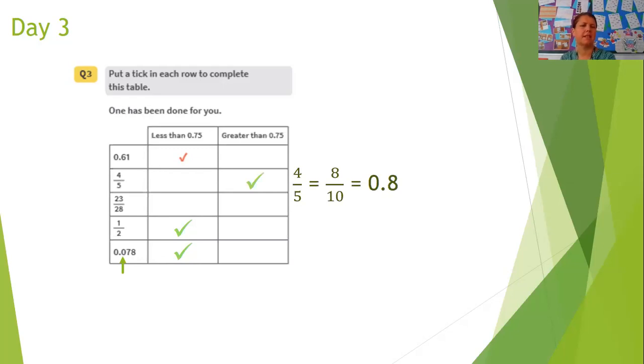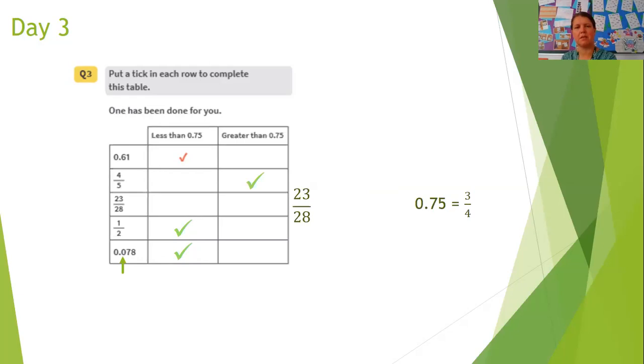Now the next one, 23/28. Now I can't turn that into tenths, and I can't turn that one into hundredths. So I'm going to have to use a different approach for this one. My way of doing this will be actually to turn my 0.75 into a fraction, because then I can compare the 2 fractions. So 0.75, hopefully we all know that 0.75 is 3/4, because it's 75 over 100 and it's 3/4. So now I've got 2 fractions, and I can compare 2 fractions by putting them over a common denominator, so the same denominator on the bottom of those fractions.